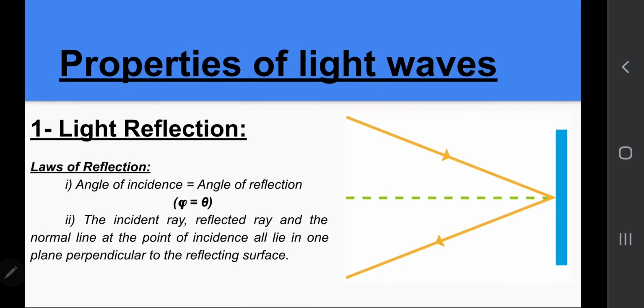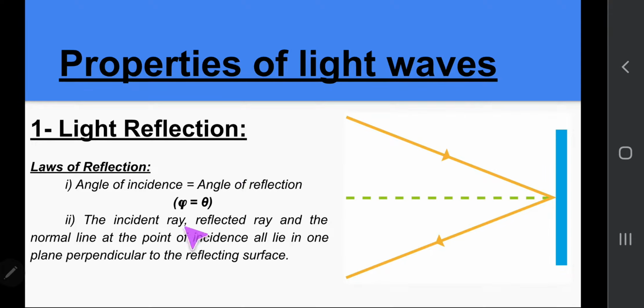Number 1, light reflection. Light reflection is the bouncing or returning back of light when it falls on a reflecting surface.